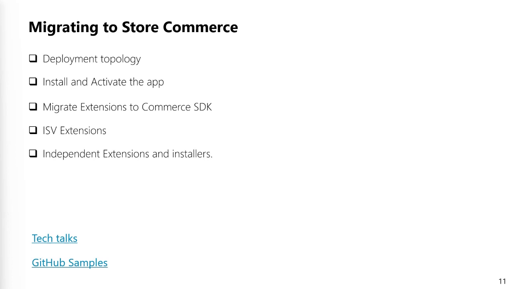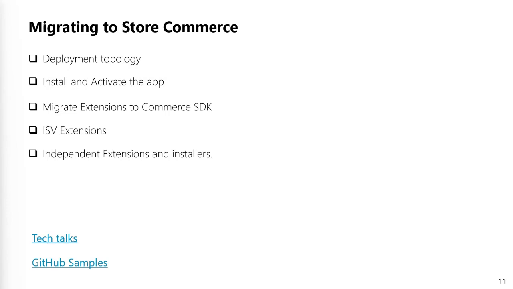So if you're in the process of migrating to 10.0.25 or 26, then you can use the Store Commerce. The only additional effort you have to consider is the installation and activation again. Because if you upgrade from MPOS version 25 to 26, you don't need to activate the app. But in this case, you have to activate the app again. So that is one additional effort, but it will be a one-time effort.